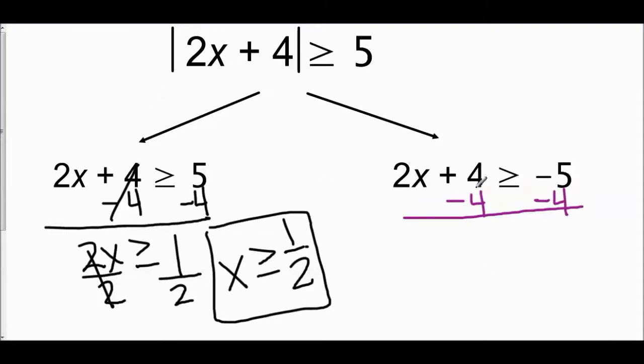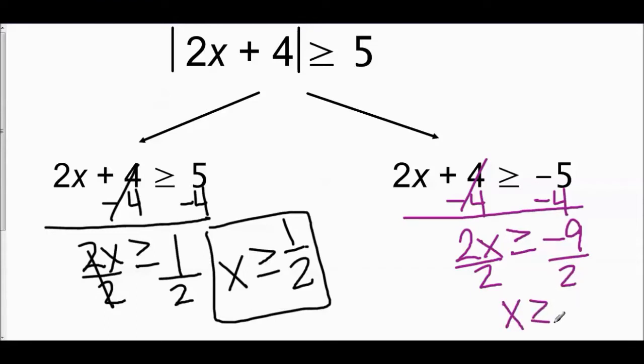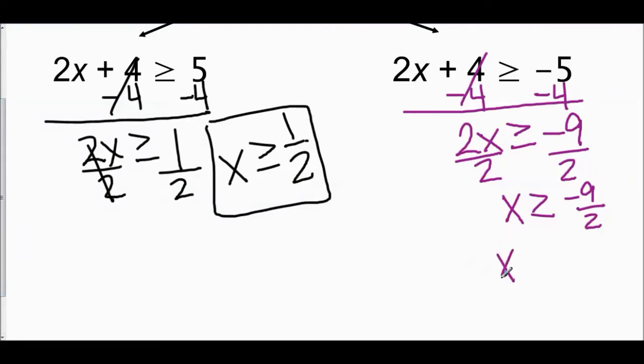So we're subtracting 4 because we're undoing adding. So 2x comes down, is greater than or equal to negative 5 minus 4 is negative 9. Then I will undo multiplying by 2 by dividing both sides by 2. X is greater than or equal to negative 9 over 2, which you could turn into the mixed number of negative 4 and 1/2. There you go.